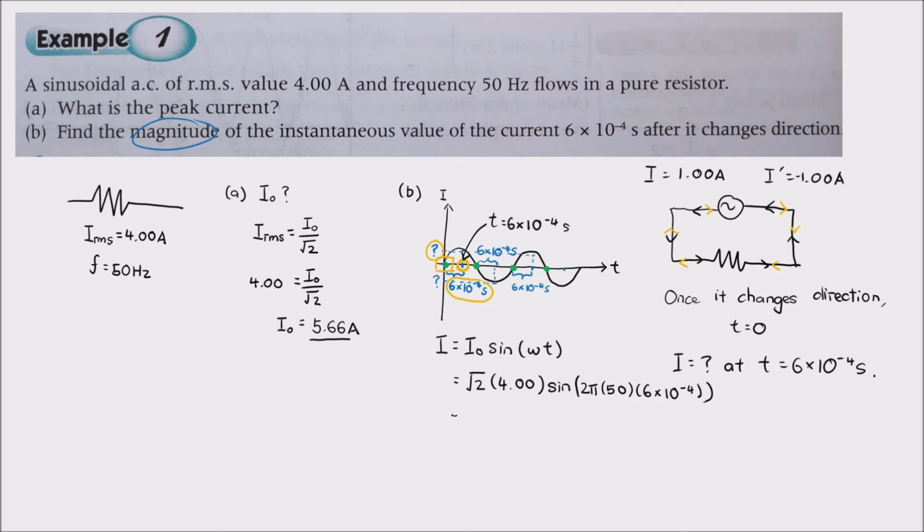Then if you calculate the answer, I believe the answer should come out as 1.06 ampere. So this is the value that you should obtain over here, 1.06. And if you pick other green points, let's say you pick the second green point, then probably your answer will be negative 1.06. But if you take the magnitude, the modulus of the answer, I believe you still get the same 1.06 ampere. So that's how you solve this example.